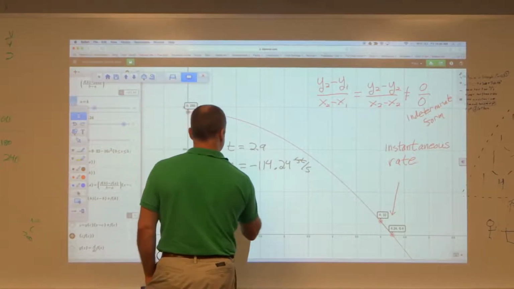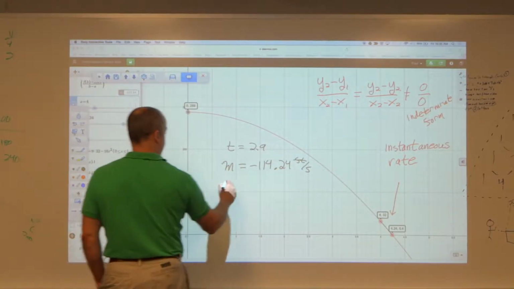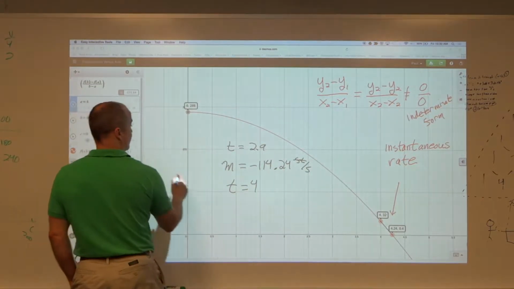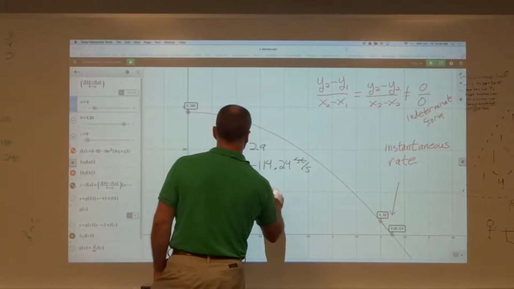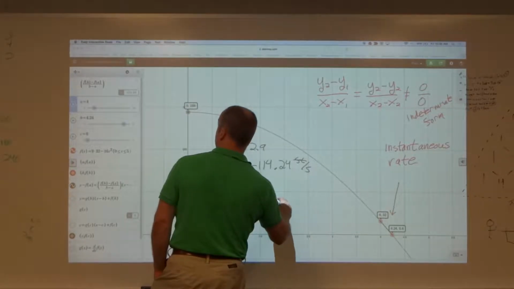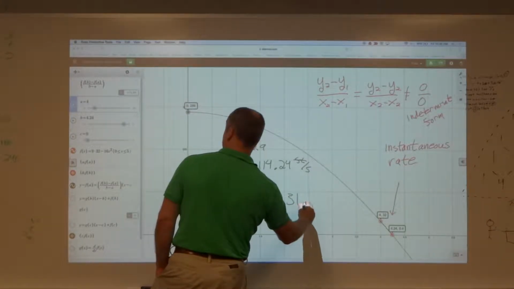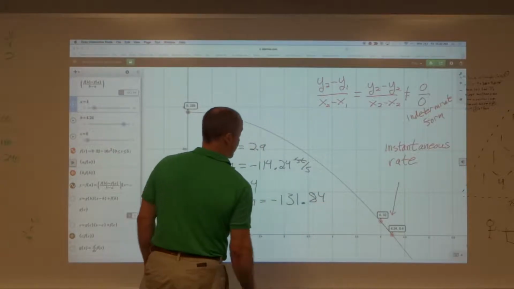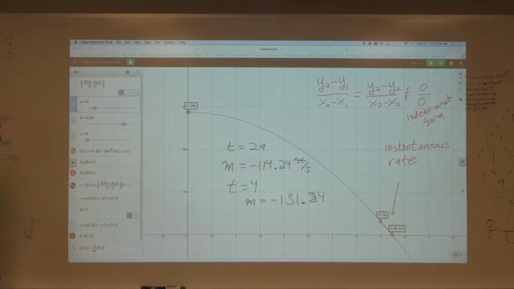Okay, so now at t equals 4, according to my little slope generator up here, our instantaneous rate, oh, we said we weren't finding it, our average rate of change, thank you, is negative 131.84. Okay, we're getting a little closer.